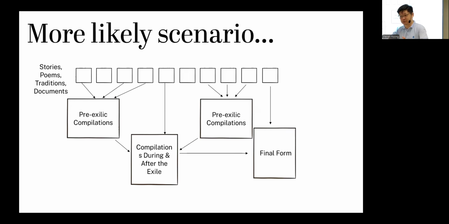Correct? Because Moses went to the Israelites and said that the God of our fathers, the God of Abraham, Isaac, and Jacob, appeared to me. You know what I mean? It doesn't have to be written down before people know these kinds of things. So there are stories, poems, traditions, documents, and there must have been some pre-exilic compilations, right?